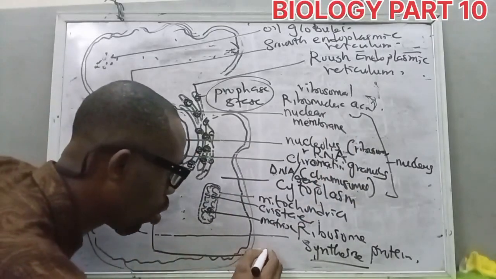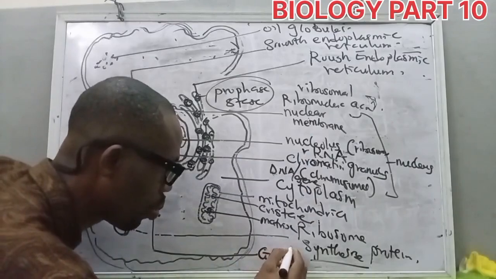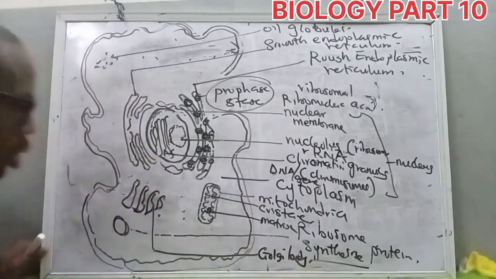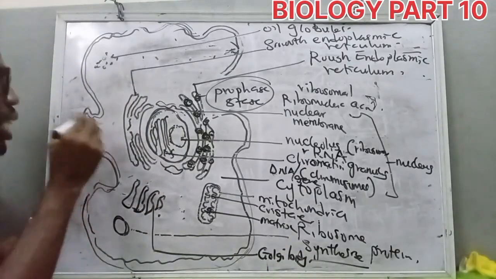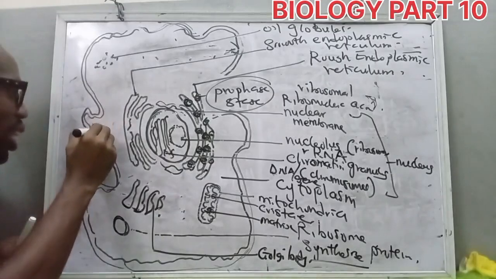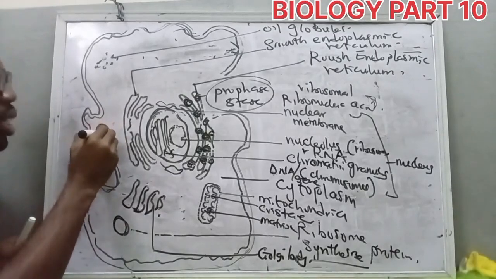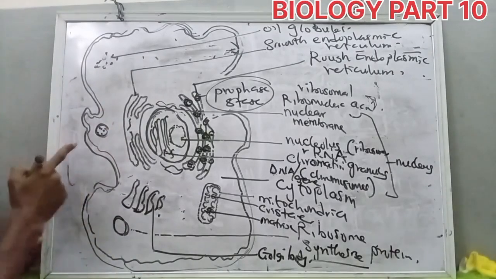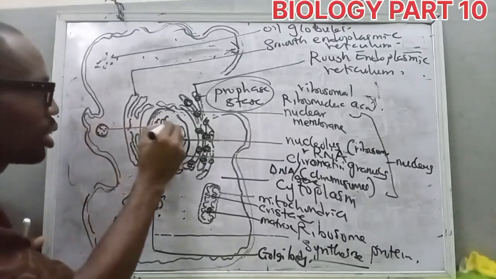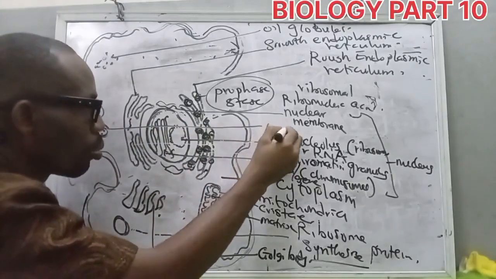So you have the Golgi body. Golgi what? Body. You see it now. Then there's another structure again, a very tiny structure like this. That structure, maybe I will label it. Let me try and see if I can get it here. This structure is called lysosome.